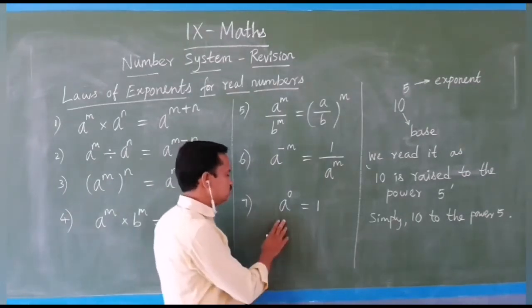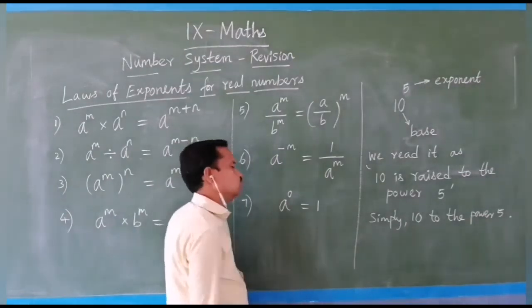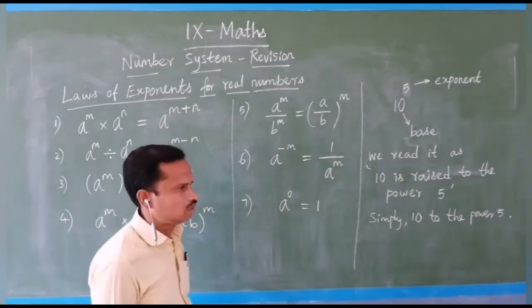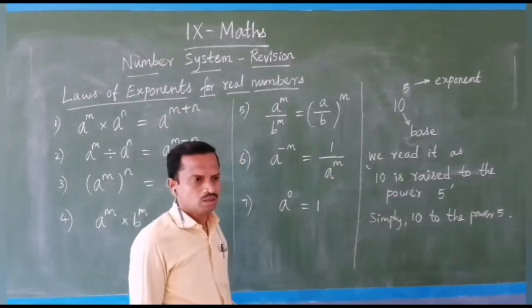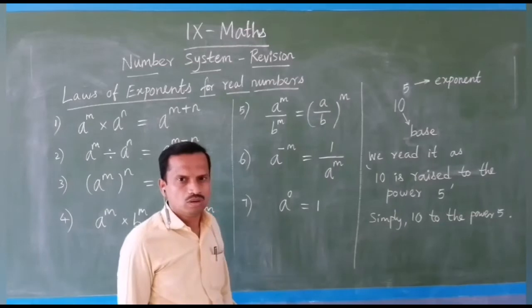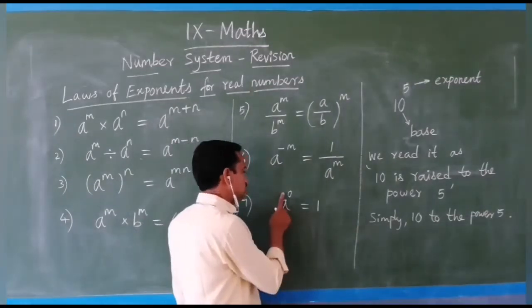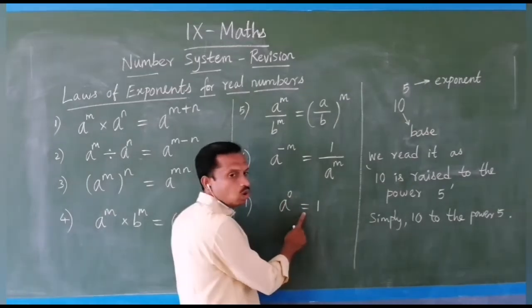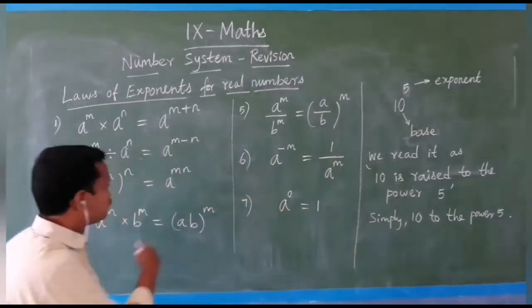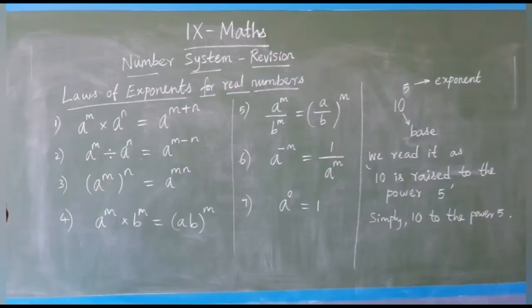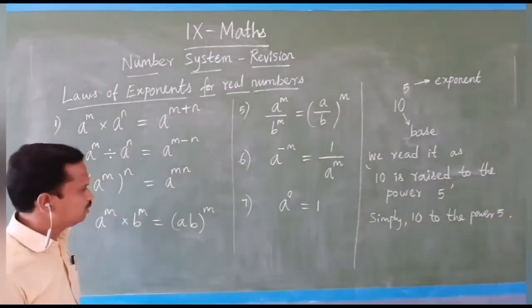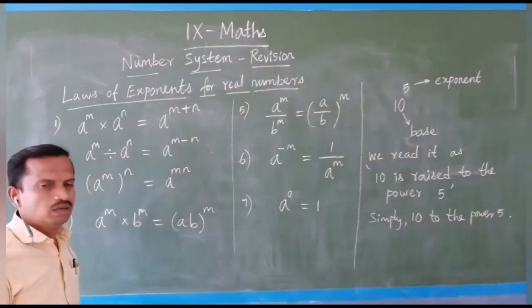And see the last one is A to the power 0. So any real number to the power 0, answer is 1. So A to the power 0 is equal to 1. So these are the laws of exponents. So keep in mind, and it will be useful while doing problems.